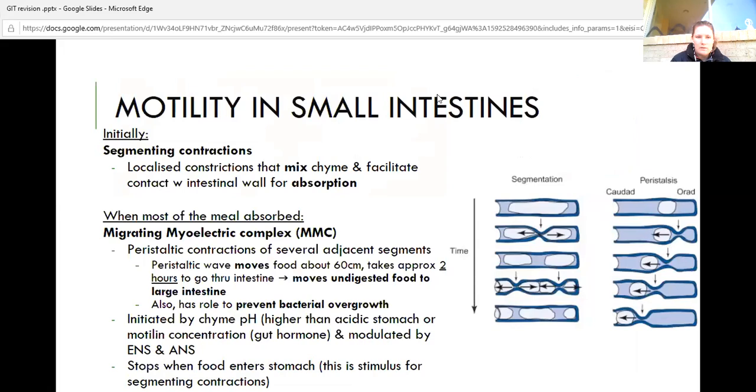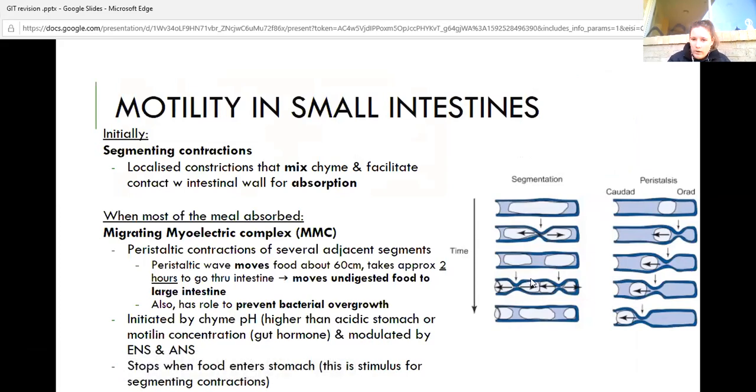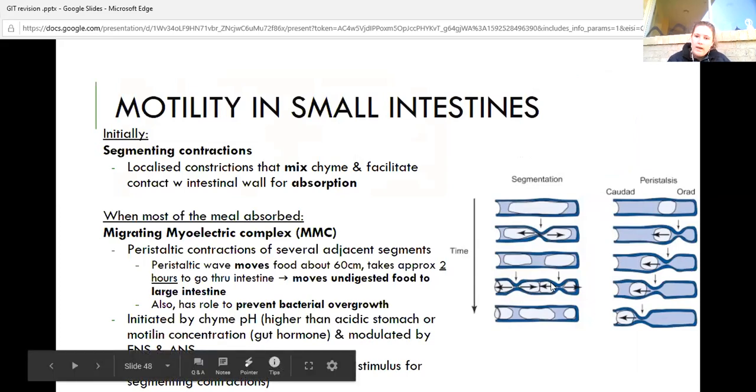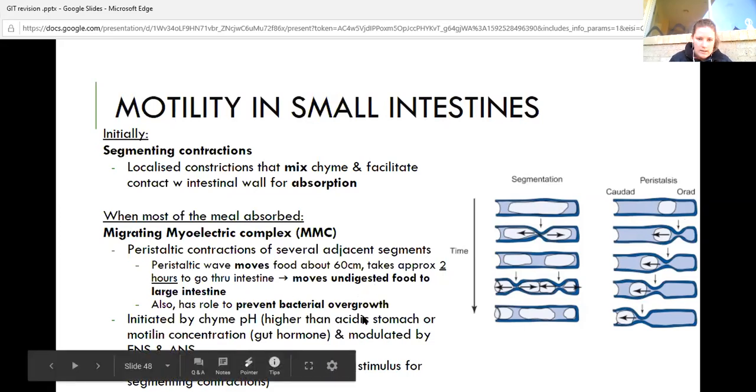And then motility in the small intestine. So initially you have segmenting contractions. That's just mixing the chyme and facilitating contact with the intestinal wall, as you can see here. And then when most of the meal's been absorbed, it transitions to a migrating myoelectric complex. So that's a coordinated contraction and peristaltic movement, which moves the bolus through the small intestine to the large intestine, and also helps prevent bacterial overgrowth.